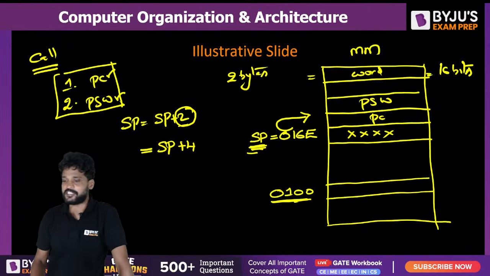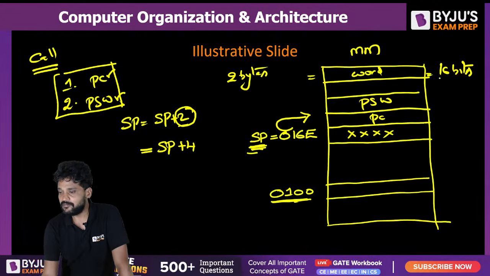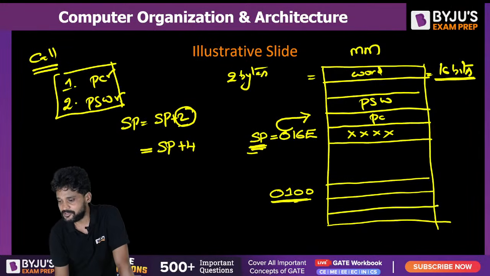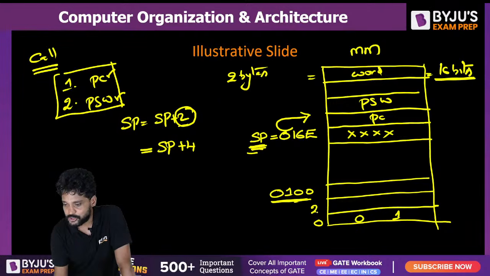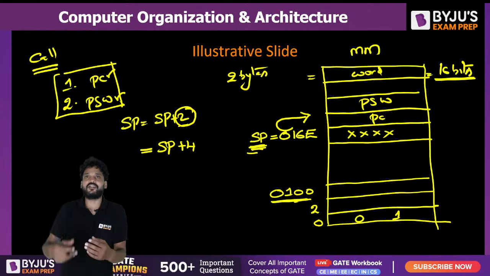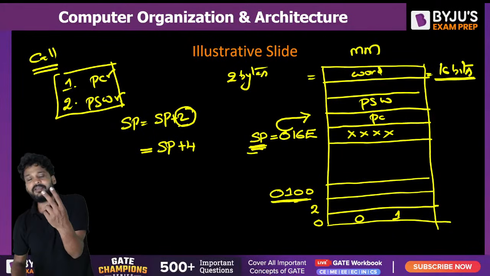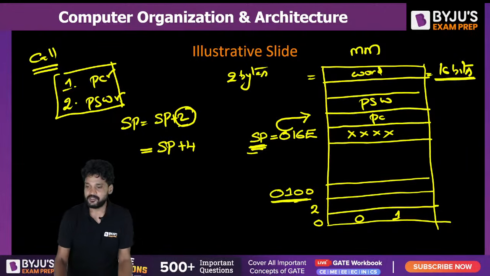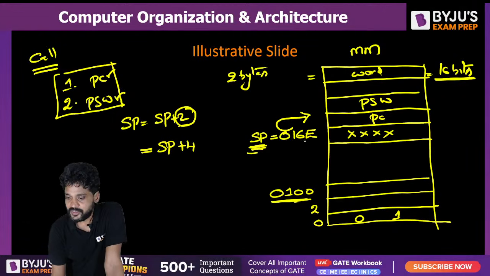Byte addressability means, as I told you already, one location is equal to 16 bits and every byte will be given an address. So this is the first address, which will have 2 bytes, 0 and 1. The second address is 2. So every displacement of the address will be updated by 2 each time.